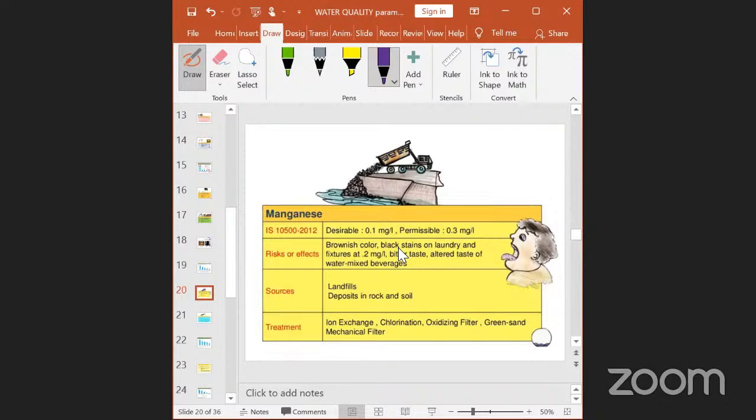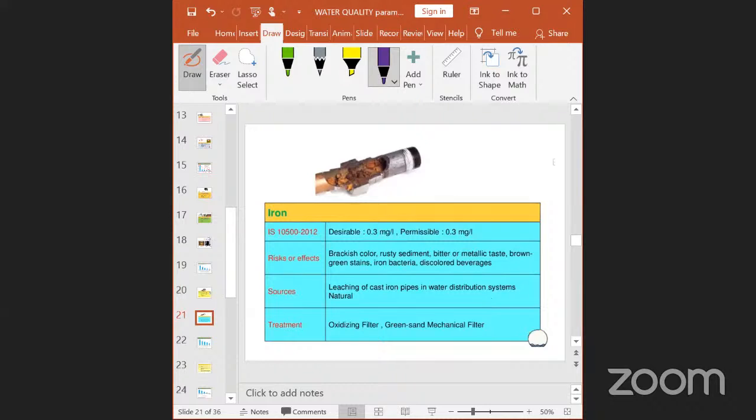Manganese also: the desirable limit is 0.1 and the permissible limit is 0.3. The effects are brownish color and black stains on laundry and fixtures at 2 mg per liter, and bitter taste, right? Sources are landfills and deposits in the rocks and soils. Treatment is ion exchange, chlorination, oxidation filter and green sand mechanical filter. So this is manganese.